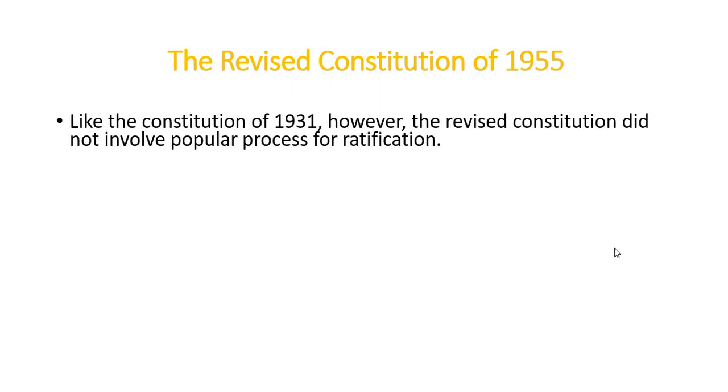Like the 1931 constitution, however, the revised constitution didn't involve a popular process for ratification. It was a gift, quote unquote, from the emperor to his subjects on the occasion of celebrating his 25 years in power, that is, the Jubilee. In terms of enhancing popular sovereignty, the principle and manner of implementing the revised constitution made little or no progress.